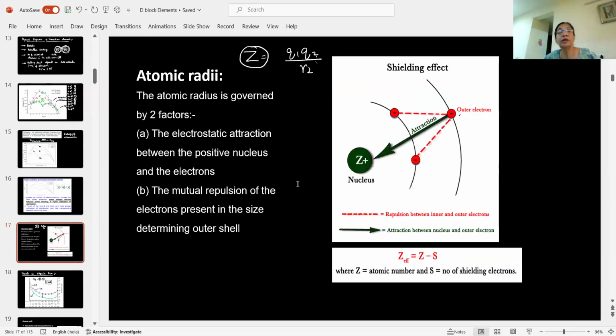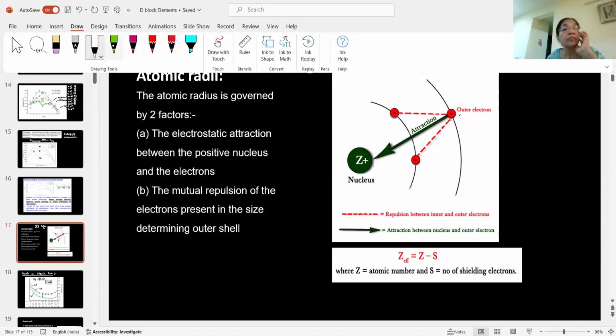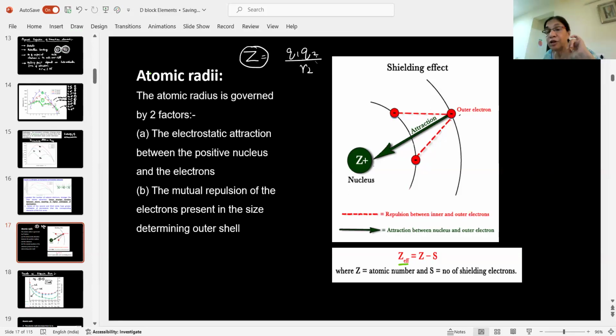Okay, then the next thing is about atomic radius, which is very important. Atomic radius depends on the force of attraction between the nucleus and the outermost electron. That is called Zeff. Zeff is here. I have written this one. Okay, so this one here, you can see this is effective nuclear charge. Effective nuclear charge is equal to Z minus S.